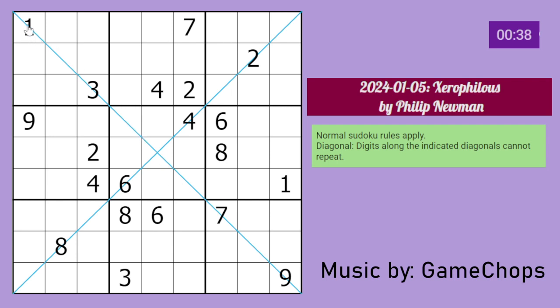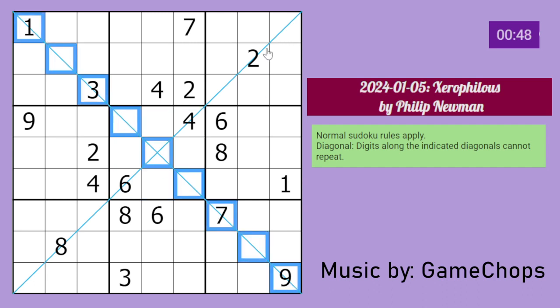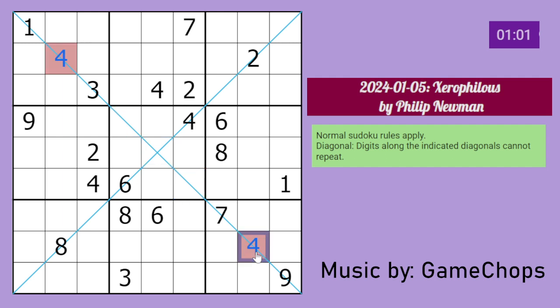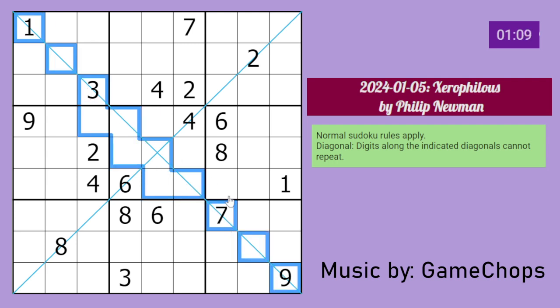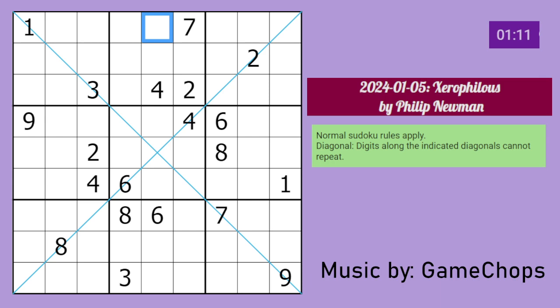Normal Sudoku rules apply, so place the digits 1 to 9 in every row, every column, and every 3x3 box. Diagonals: there are two diagonal lines indicated in the grid. You have this diagonal here and this diagonal here. Digits along the indicated diagonals cannot repeat. What that means is that if you had a 4 here, you couldn't have a 4 anywhere else. And essentially that means this diagonal, which is 9 digits long, must contain the full digits from 1 to 9. So those are the rules. With that, let us begin.